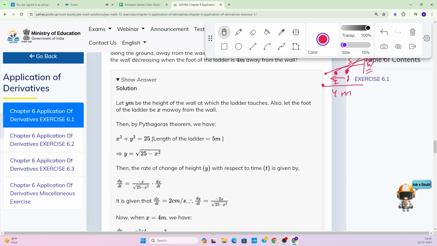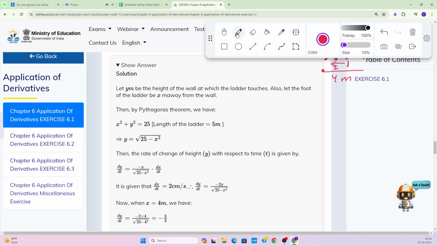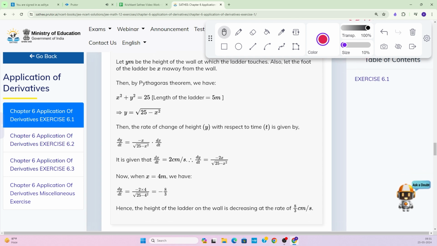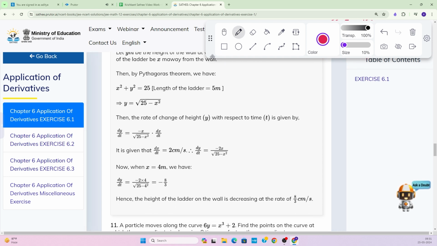Okay, so let us see. First of all, take y meter to be the height on the wall which the ladder touches. Also, the foot of the ladder is x meter away from the wall. Now use the Pythagoras theorem: x square plus y square is equal to 25. Why 25? Because the length of the ladder given to you is 5 meter. Now y is equal to root of 25 minus x square.